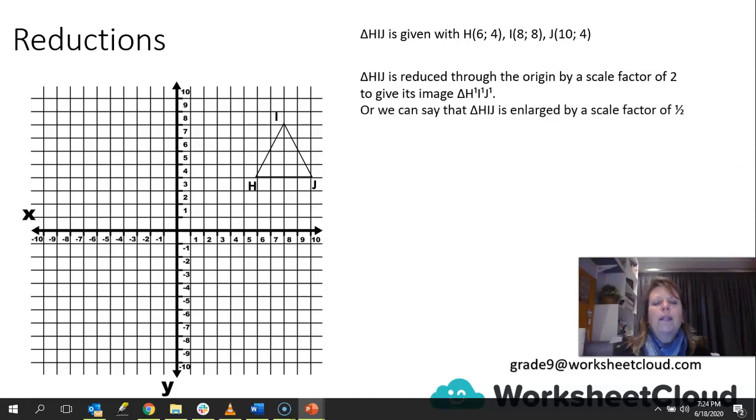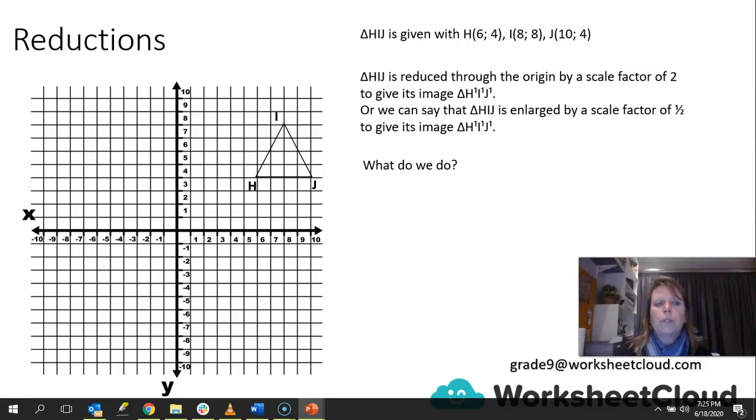Or we can say that triangle HIJ is enlarged by the scale factor of a half. As you can see, if it's enlarged by a half, you actually are still making it smaller. So let's just keep to the fact that it's going to be reduced by 2. It means you're making it 2 times smaller. If you're enlarging it by a half, you're still making it 2 times smaller. That would also give its image H1, I1, J1. So there are 2 ways that you can say it. As I said, either you are reducing it by a scale factor of 2, or you are enlarging it by a scale factor of a half. It would give you the same image.